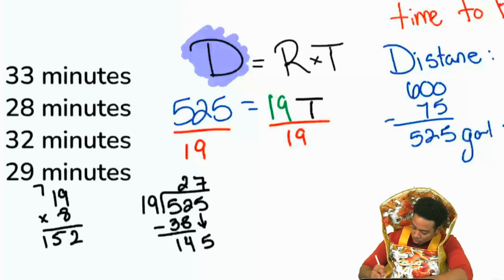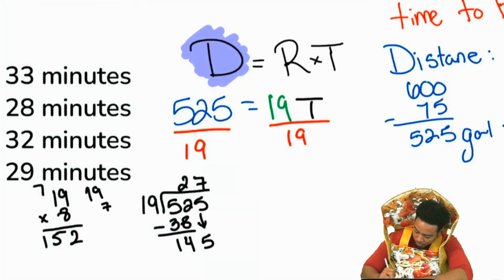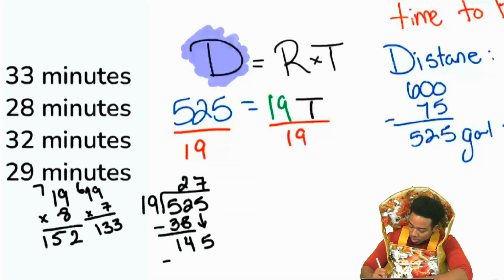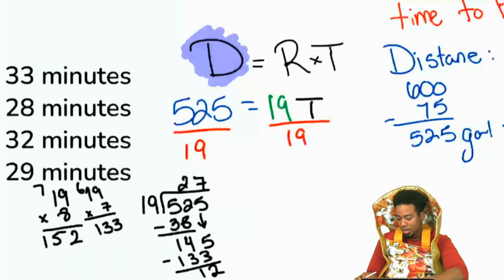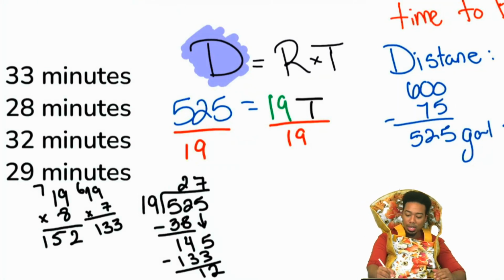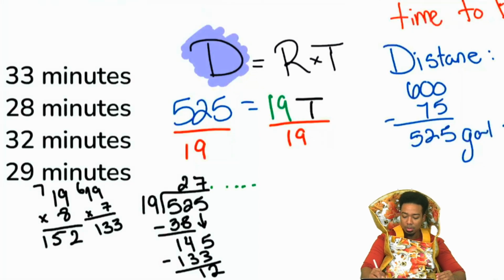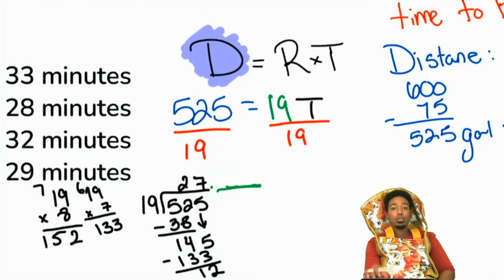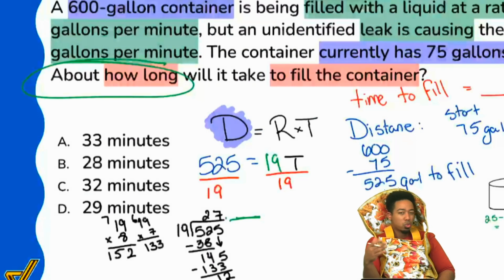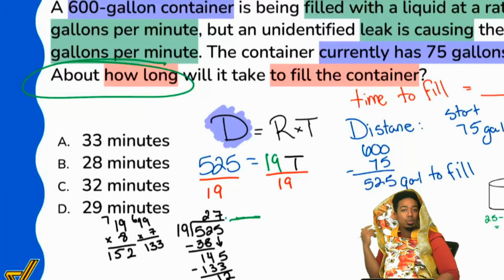And so when we multiply 19 times 7, what do we get? We have ourselves 9 times 7 is 63. 1 times 7 is 7. Carry the 6 is 13. So that's going to be 133, leaving us with a remainder of 12. So from here, we can actually stop because we know that we're going to have 27 and then some decimal. If we're trying to round this, because it says about how long, we know that we're going to get an answer that we need to round up to. Since we have 27 and change, what's the only answer that we can pick?